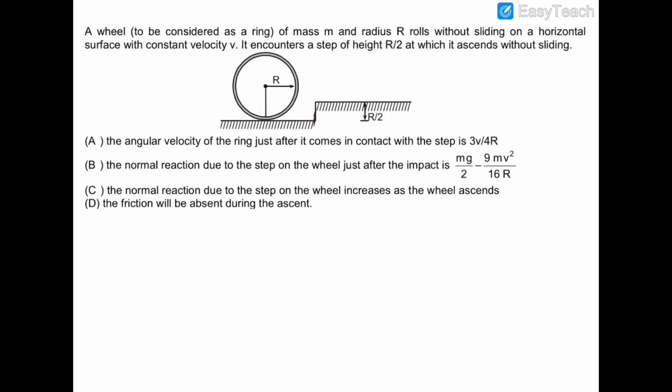In this question, there is a wheel which is considered as a ring of mass m and radius r, which is rolling without slipping on this horizontal surface with the speed v. It encounters a step of height r by 2 and it starts to ascend over this step. So we have to choose the correct options. Now first of all, let us draw this ring ascending the step.